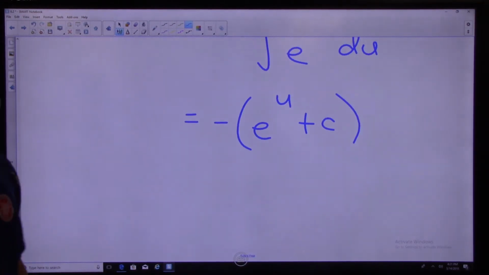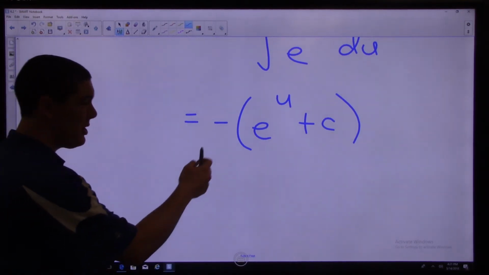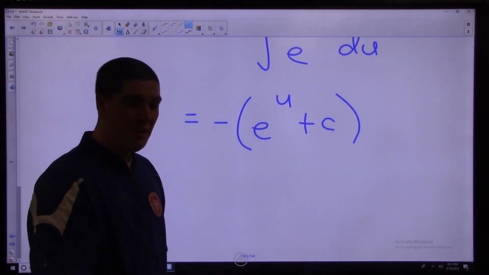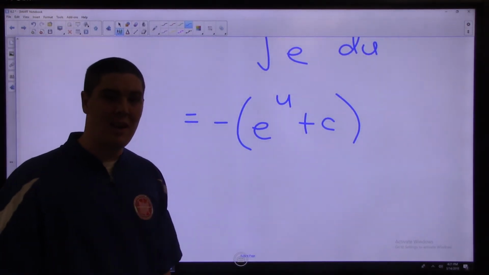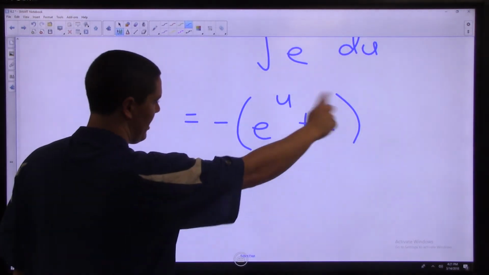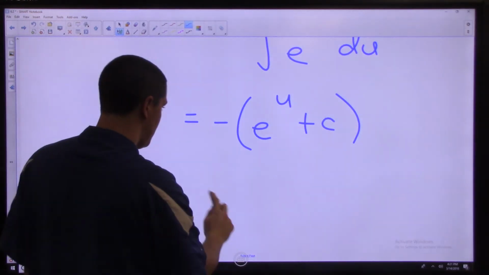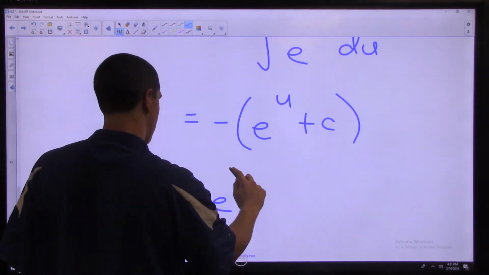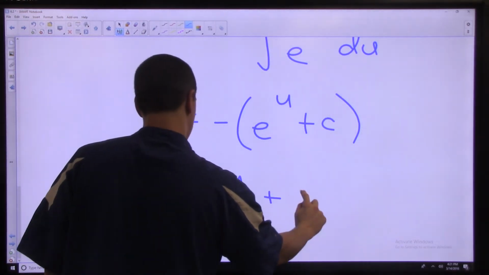Now, guys, you could write this a number of different ways. You could distribute the negative, but guys, a constant is a constant, whether it's negative or positive. I don't know what this constant is, so it doesn't matter whether I call this a minus c or a plus c. So I'm just going to rewrite it as negative e to the u plus c.